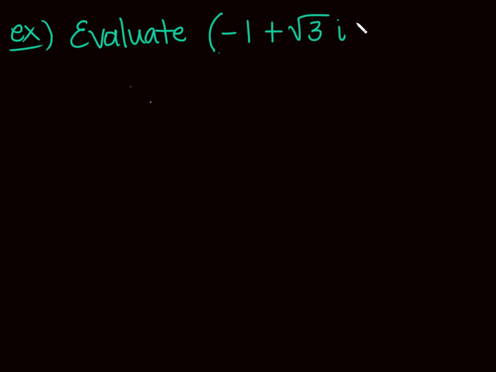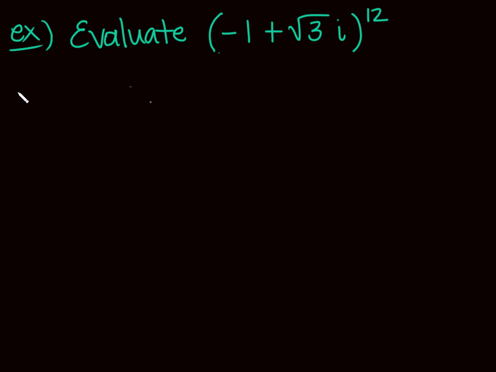So let's just evaluate something really interesting. Let's evaluate something like this: negative 1 plus the square root of 3 i, all to the 12th power. Normally if I were to ask you to do this, I would be an evil person. Without DeMoivre's theorem, this is difficult. I'm asking you to take this complex number and raise it to the 12th power, to multiply something by itself 12 times, but I don't have to do that with DeMoivre.